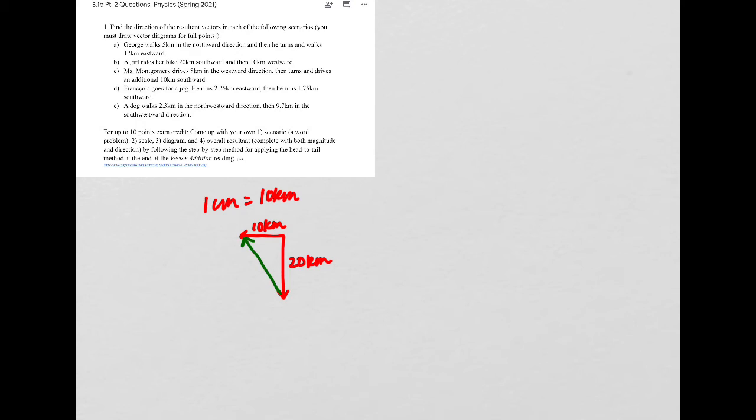Then the square root of both sides, and we get here that the resultant is 22 kilometers. Now we can use that information in order to solve for our theta. Remember, we have this axis like this.